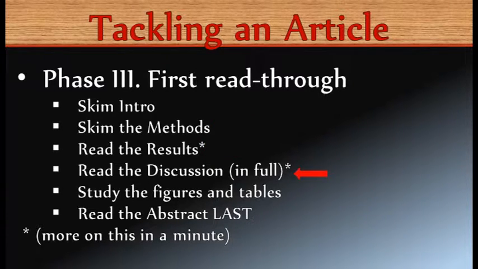Go back through your figures and tables now that you've read the whole article. Finish by reading the abstract. Do this last so that you are not biased while reading the paper. It makes it easier to question their clarity, approach, interpretation, and conclusion.